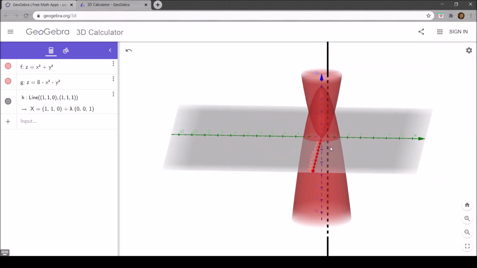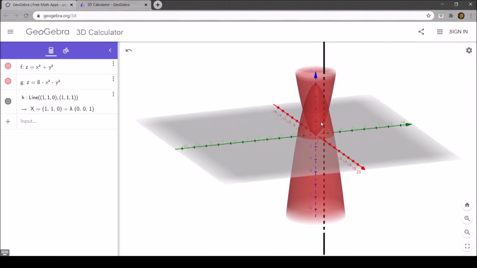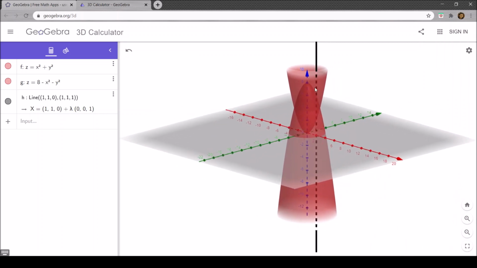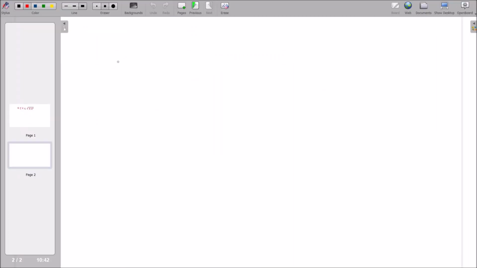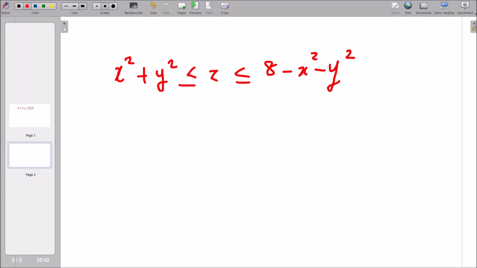From where it is entering from this lower paraboloid and coming out from this inverted paraboloid. As you can see, it is entering from this upward paraboloid from here, as you can see my mouse, and it is coming out from the inverted paraboloid from here. So the limits of z will be what? It is entering from the upward paraboloid, so x square plus y square less equal z, and it is coming out from the inverted paraboloid, so 8 minus x square minus y square. So this will be the limits for z.